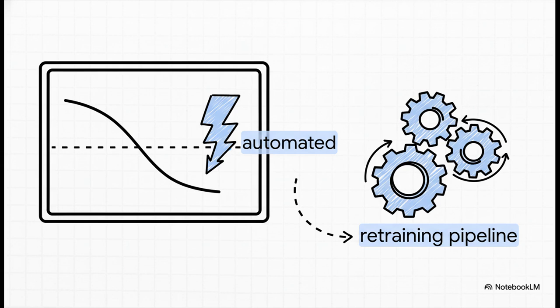And once that monitoring system sees that a certain threshold has been crossed, maybe accuracy dropped by 5% or the data distribution shifted in a big way, it sends a trigger. This isn't a person pressing a button.